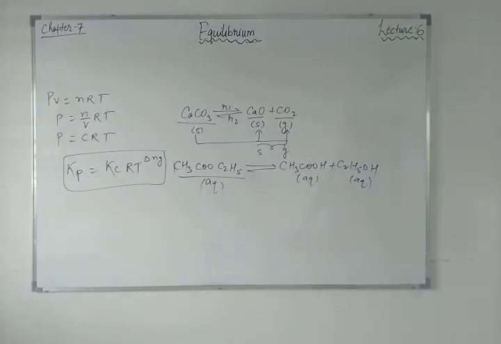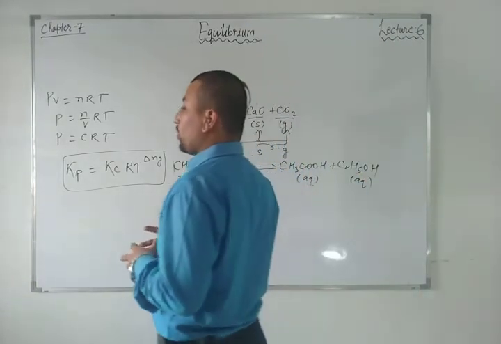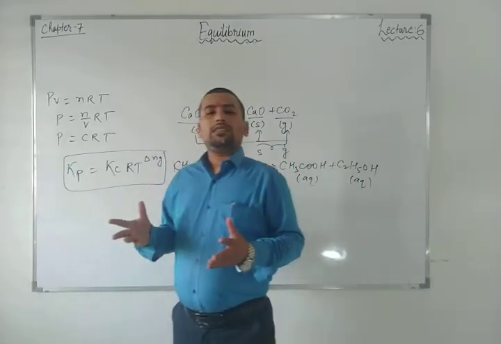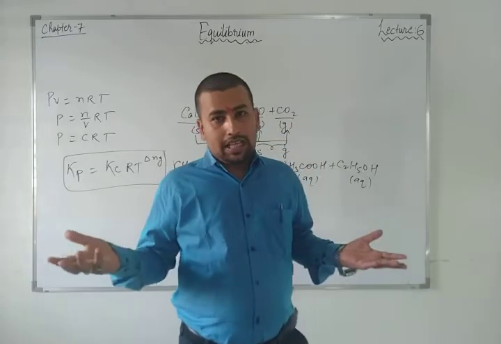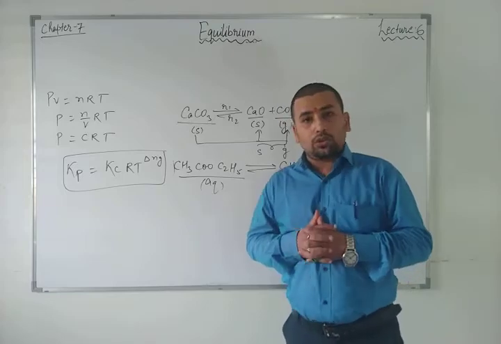Second, the value of the equilibrium constant is independent of the initial concentration of the reactants and products. Here they are not bound to a particular concentration. Here the concentration is independent. As you increase the rate constant, similarly the concentration is also going to increase.